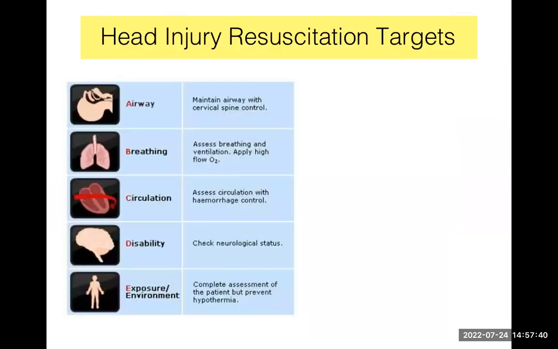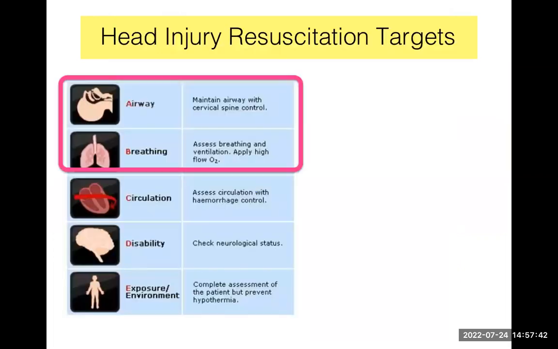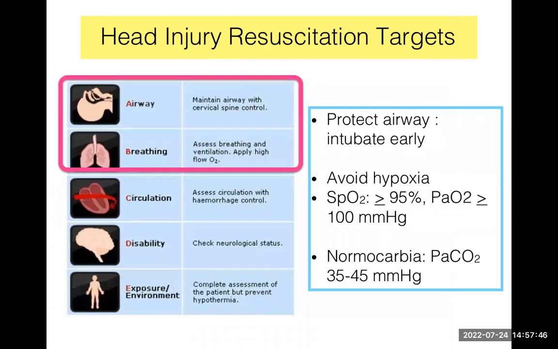So these are the head injury resuscitation targets. For airway and breathing, we want to protect the airway and intubate the patient early if indicated. Then avoid hypoxia, keep the SpO2 more than 95% with PaO2 of more than 100 millimeters of mercury, and maintain normocarbia with PaCO2 of 35 to 45.